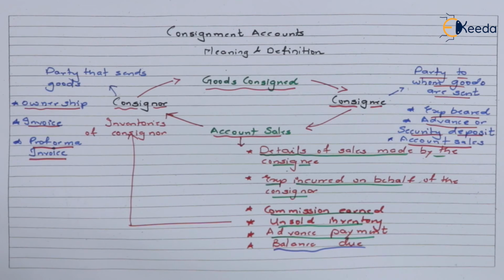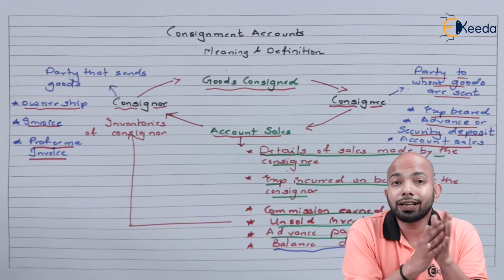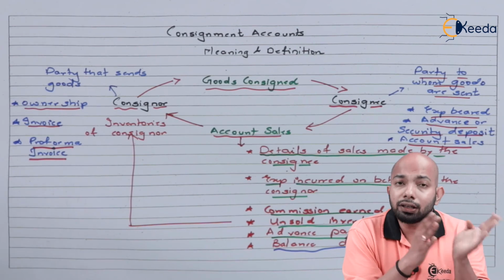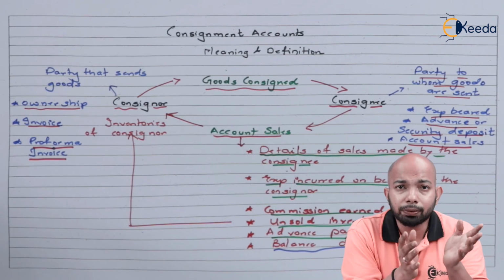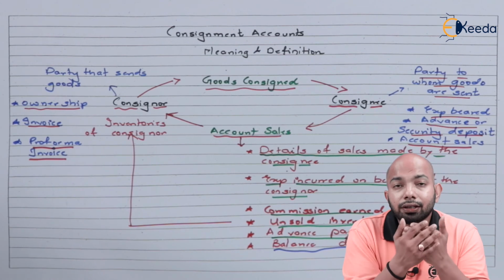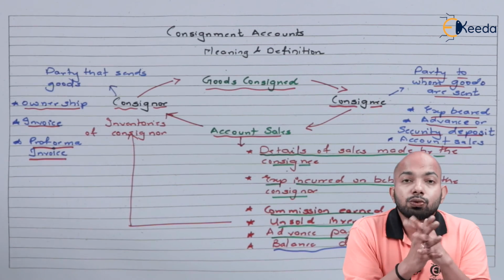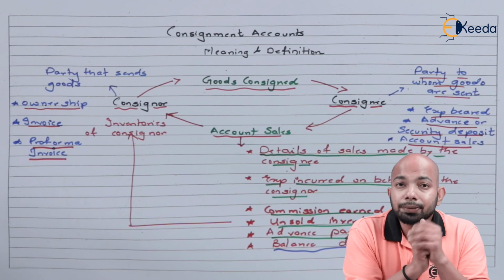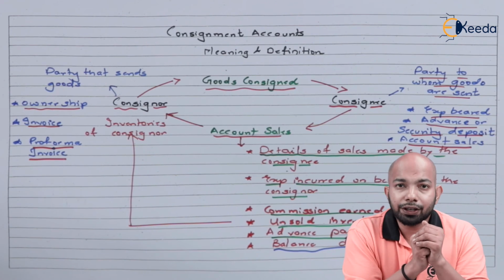So when we deal with consignment accounts, we basically have to deal with these two people, and the accounting entries will be according to these two people. This is just a small list of transactions between these two people, and we'll understand how the sale happens and how the journal entries are made in the near future videos. So this is what we had to talk about in this video, understanding the meaning and definition of it.